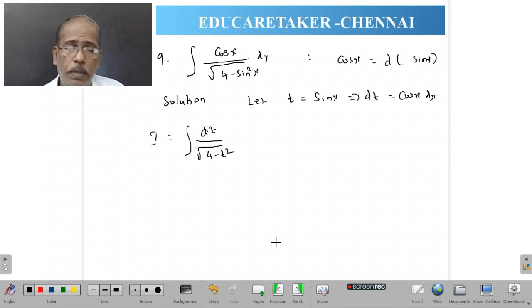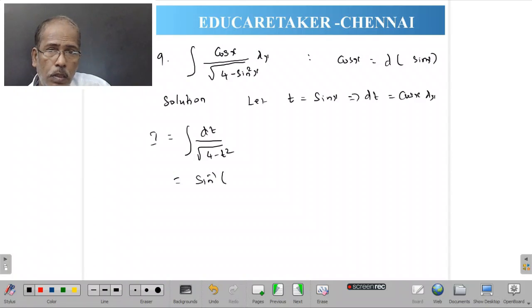This is a familiar formula. Integral of dx by root of a square minus x square is sine inverse of x by a. Here a square is 4, which is 2 square, so a equals 2. My dear student, we are going to present the final answer in terms of the given variable. What is t? Sin x. So sine inverse of sin x by 2.